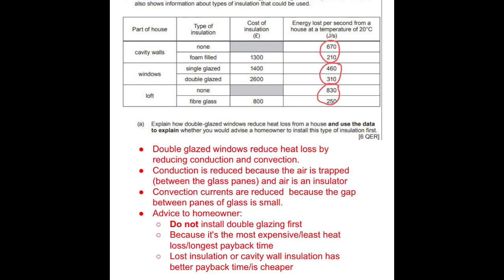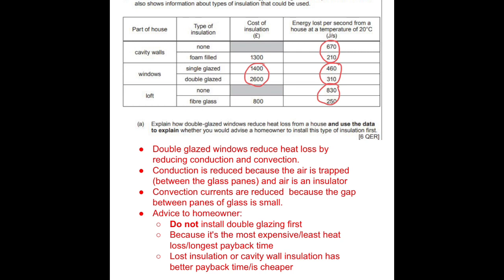But also you could have a look at the cost. So single glazing and double glazing, they're both quite expensive. So if you were giving advice to someone fitting insulation in their home, you might not want to do double glazing first because it is a high cost for not a lot saved, whereas cavity wall insulation and loft insulation are both cheaper and they save more joules per second at 20 degrees C.